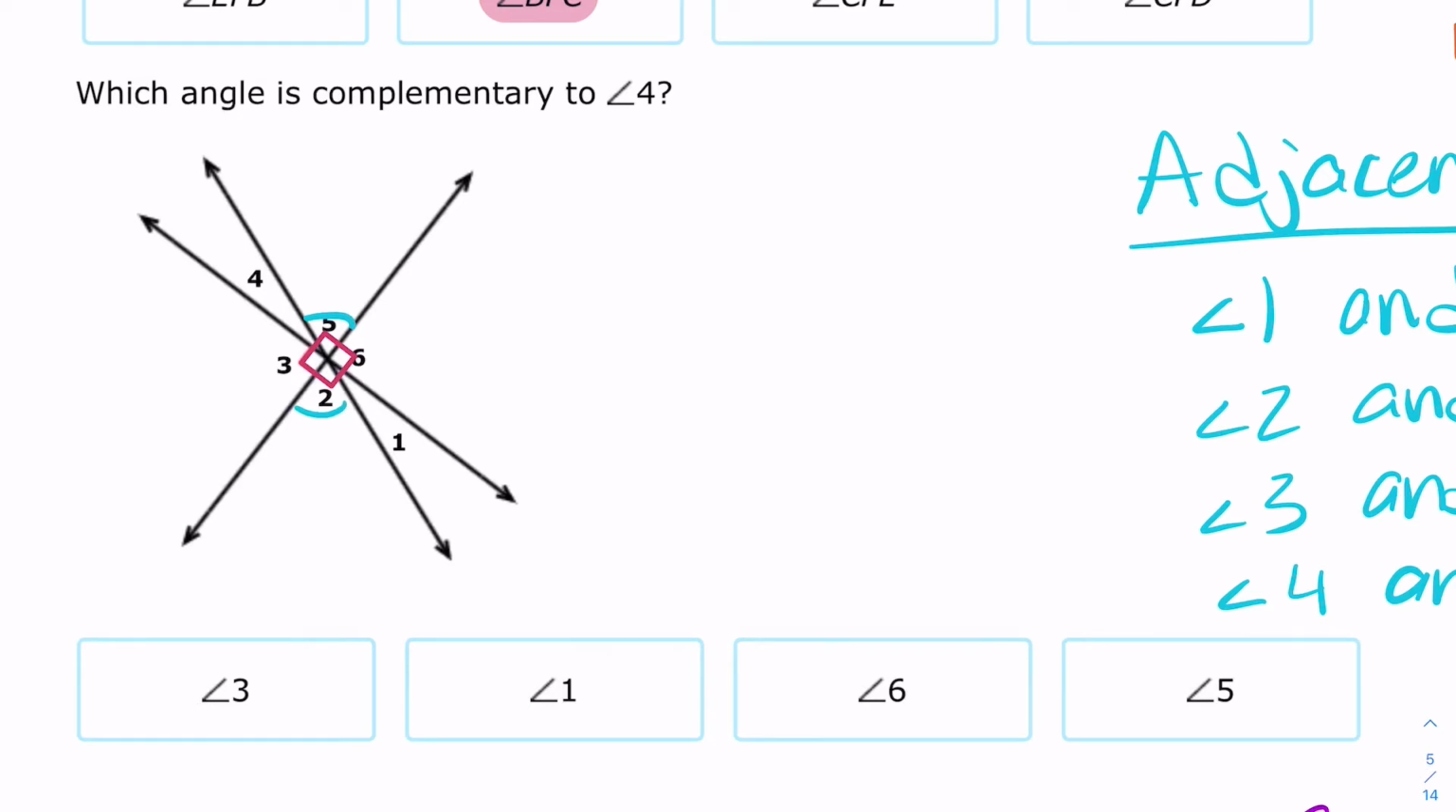So I could use 2 and 4. I could say 2 is equal to 5. And because 4 and 5 are complementary, then 4 and 2 are complementary. So I don't see 2 as an option. I do see 5 as an option. So that's the option I'm going to go with, is angle 5.